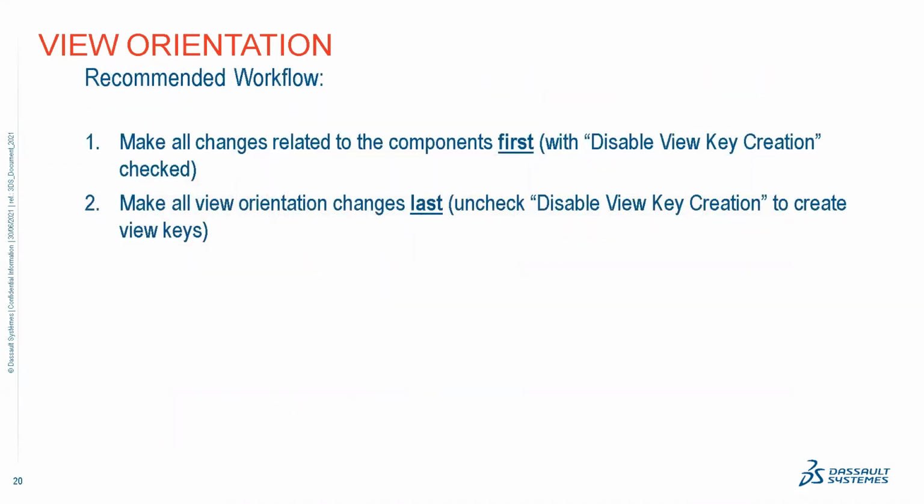But with these two controls, what's recommended is that you make all the changes related to the components first. So component motion, position, whatever, display, hide, show, appearance, display mode. You make all of those first with disable view key creation turned on. So we're disabling view key creation. And then last, you make your view orientation changes. So turn off disable view key creation and make your view orientation changes.